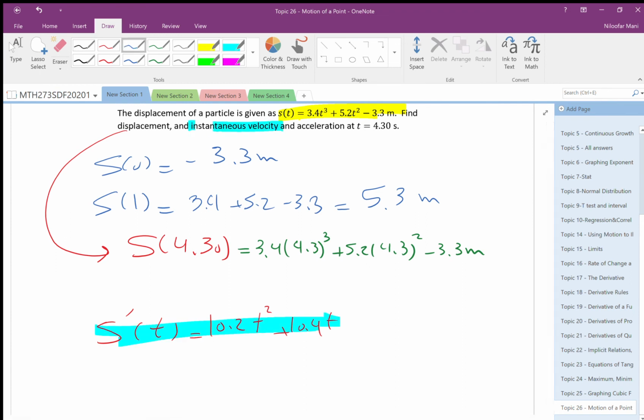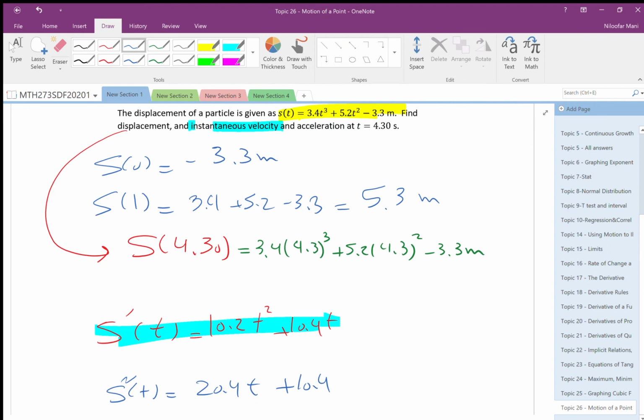And how about for acceleration? Okay, for acceleration, you do double prime. You do the second derivative. So 20.4t plus 10.4, right? So done. Then what is the answer? The answer is substitution. You have to substitute 4.3 and find the answer. You have to substitute 4.3 here and find the answer.